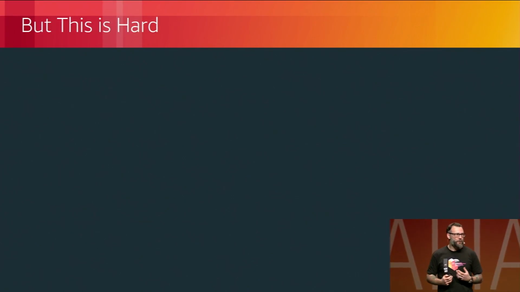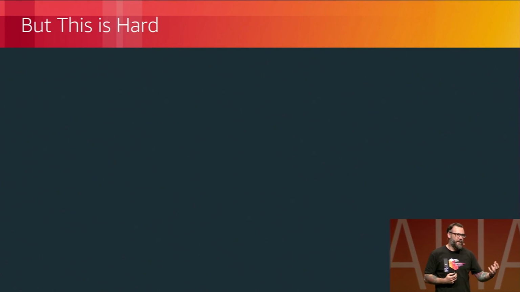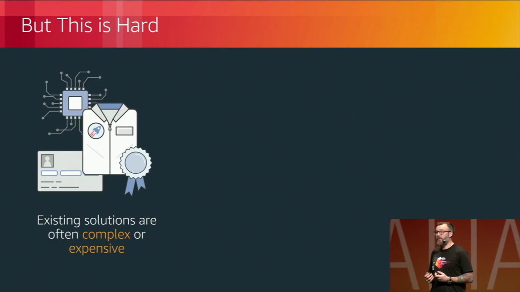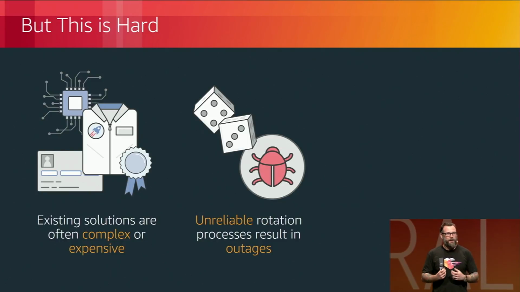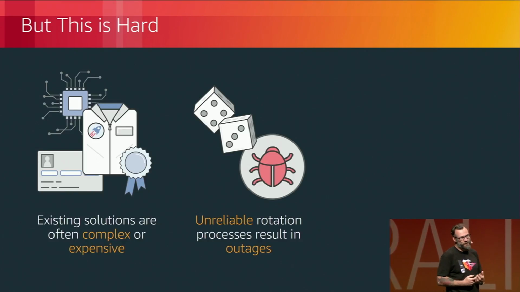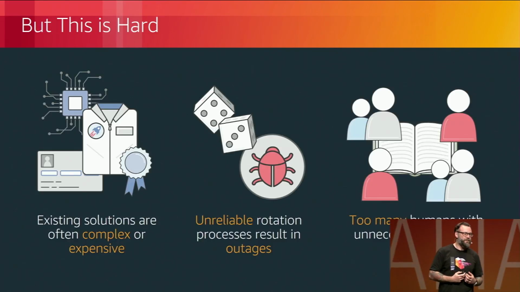And the reason we struggled with trying to change the database password and having applications fail whenever we did this is because this is kind of hard. Existing solutions can be kind of complex and costly. Unreliable processes mean that rotation sometimes doesn't happen, then it doesn't get pushed into the application and the application can then have problems and fail, which causes outages and problems for our customers.